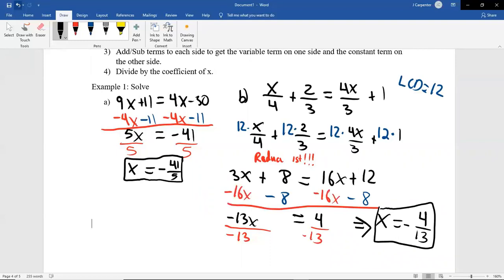What I would implore you to do is start back from here, the 3x plus 8 equals 16x plus 12. Instead of subtracting 16x and 8 on both sides, subtract the 3x and subtract 12 on both sides, so the x's move right, the constants move left. You'll end up dividing by a positive 13 in the next step, but you will get the same answer. I guarantee it, unless you yourself make a mistake.